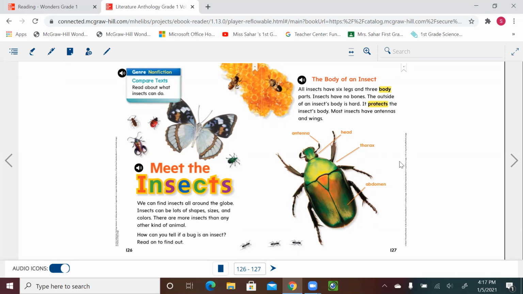Let's open page 126. We're still learning about insects, and how much do you know about them? And this is our essential question: What insects do you know about? And also, how do they look alike and how are they different?